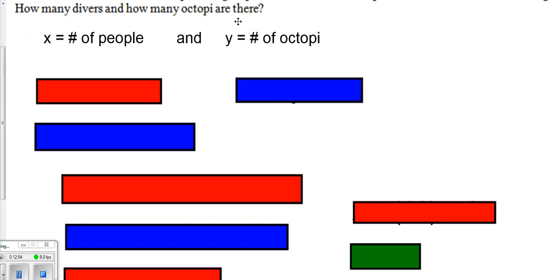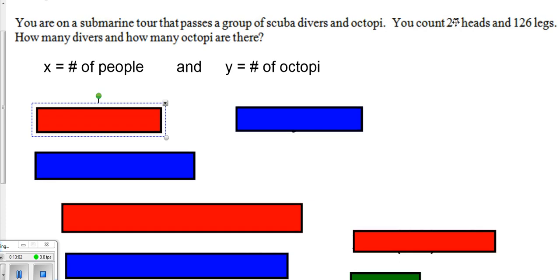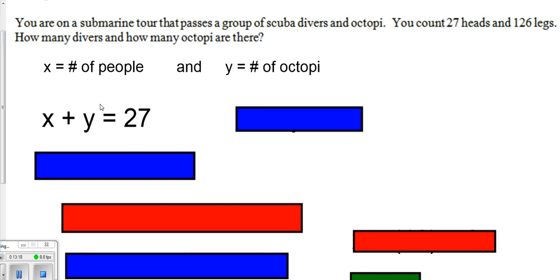Now we need to make our system of equations by creating the equations that would relate all of these variables and all of the quantities together. If there are so many people and so many octopi, and again, each one of them only has one head, then we would say x plus y equals 27. If there are 3 people and 4 octopi, 3 plus 4 equals 7 heads. So x plus y equals 27 heads.